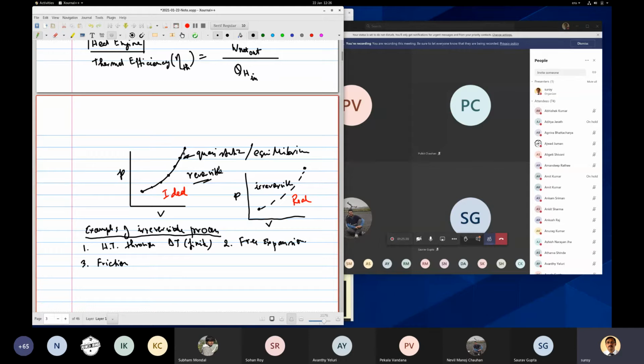reversible. So for this you are having some work transfer and heat transfer. When you go back the other way, you will have the same work transfer and heat transfer. There is no hysteresis loss. You will get back the same work transfer, heat transfer.